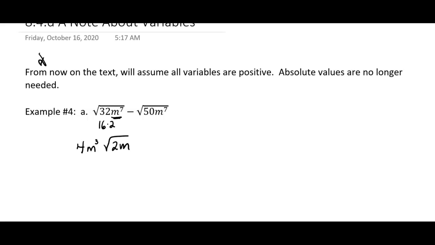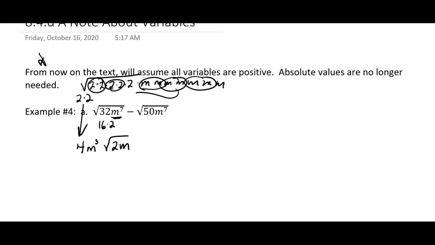I don't know if I explained that very well, so think about it this way. 32 is 2 times 2 times 2 times 2 times 2. And then you have m, m, m, m, m, m, m. You're not going to want to do this very many times. 5, 6, 7. So you're getting a 2 out and a 2 out, so 2 times 2, that's where the 4 comes from. And then you have 1, 2, 3 groups of m's, so that's where all of those are coming out as m cubed. What's left over? The 2 and the m, and that's why we have a 2m here.